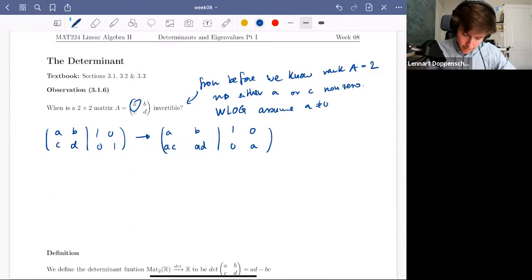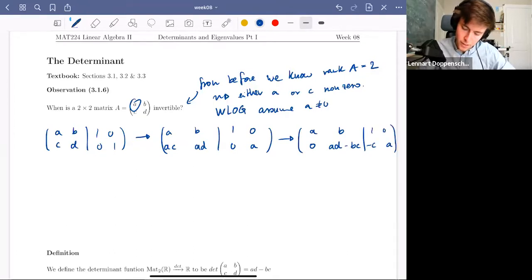And now I can subtract C times the first row from the second row, so that I'll get 0 here. I'll get AD minus B times C, and the first one is unchanged. I also have minus C, A, 1 and 0. Okay, so this looks pretty good already. In just two steps, we've created a 0 here without any ugly fractions.